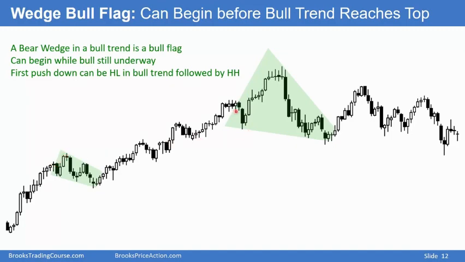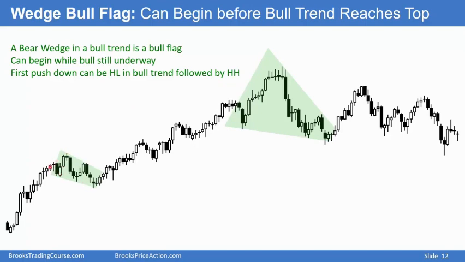And the same here. We have a push down, a new high, and then a second and third push down. You can call this a triangle or a wedge. This is the first leg down of this wedge channel, this triangle, yet it occurred before the bull trend ended. The same here. This wedge bear flag, bear channel, began before the bull trend ended.